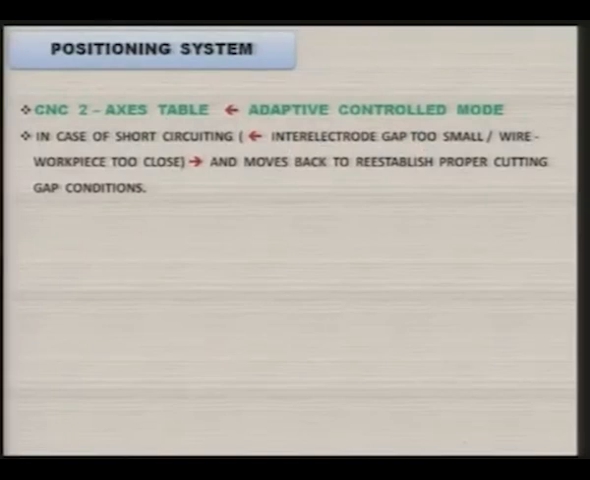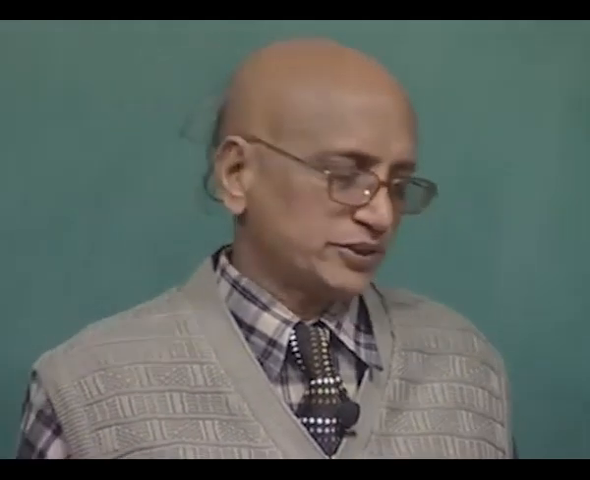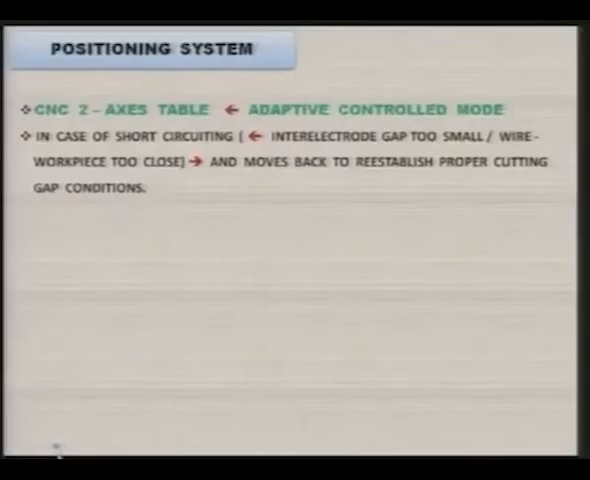Once the power supply is stopped because of the apprehension of short circuiting, the inbuilt devices stop the power supply, and before restarting, in case of CNC adaptive control devices, they adjust automatically to the correct position, so that the machine can restart automatically.